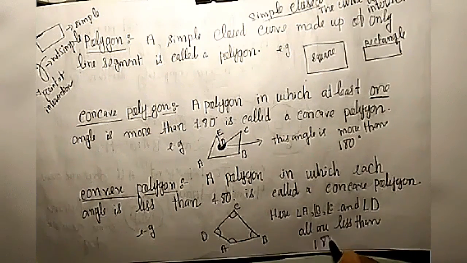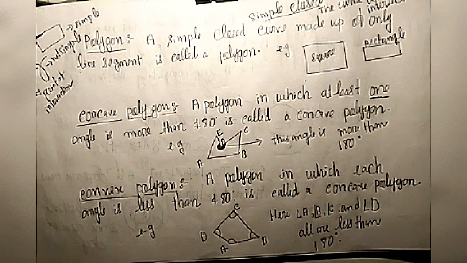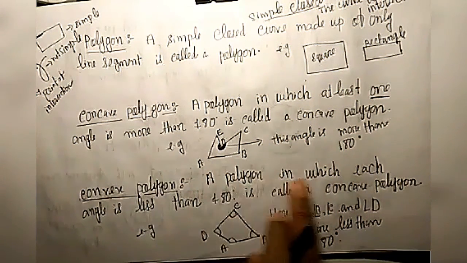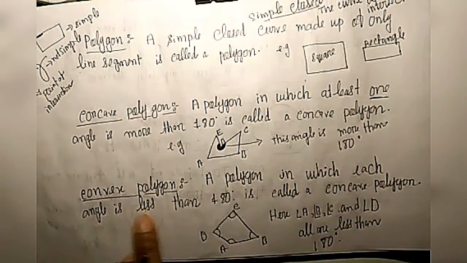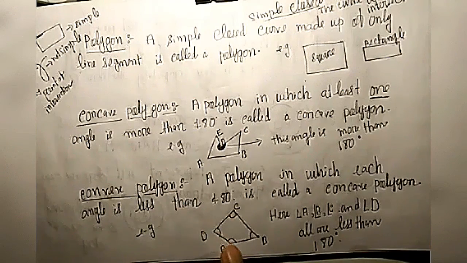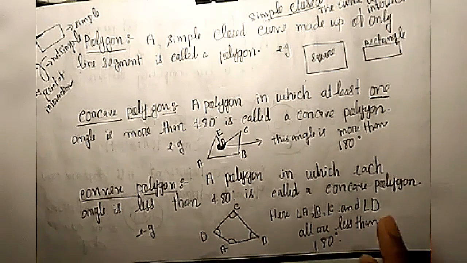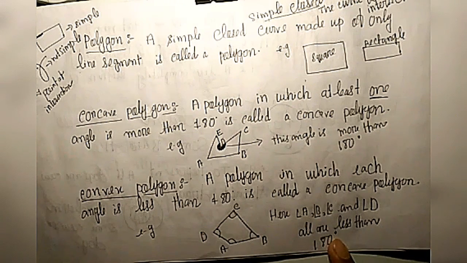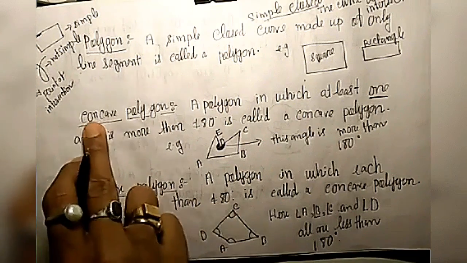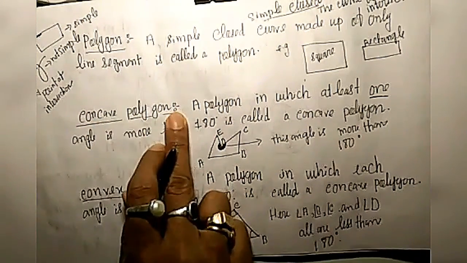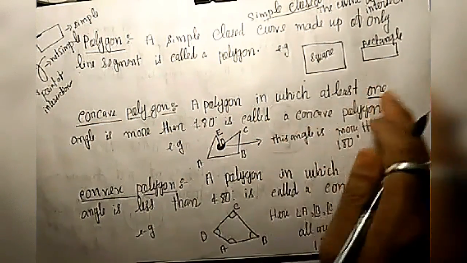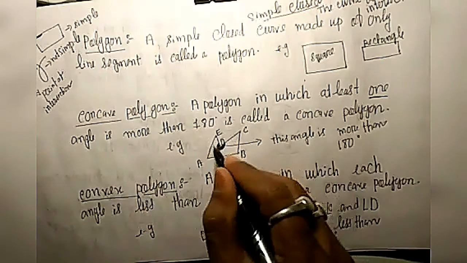So this type of figure is known as a convex polygon. In a convex polygon, each angle should be less than 180 degrees. And in a concave polygon, at least one angle should be more than 180 degrees.